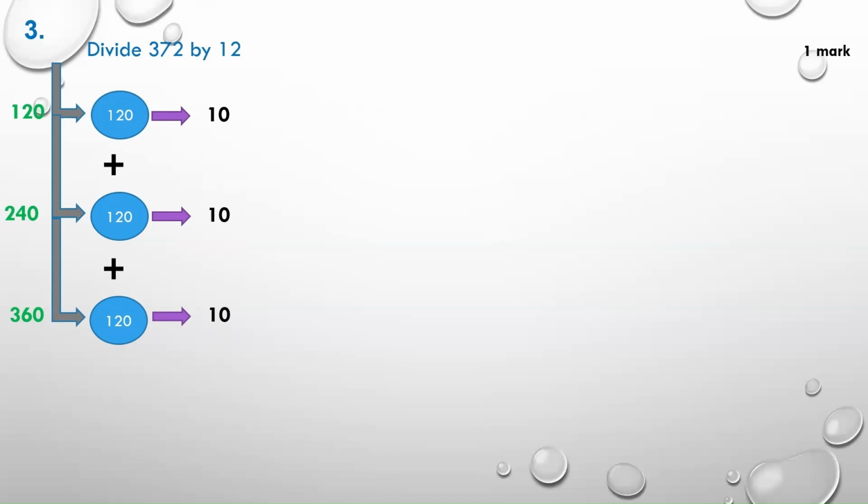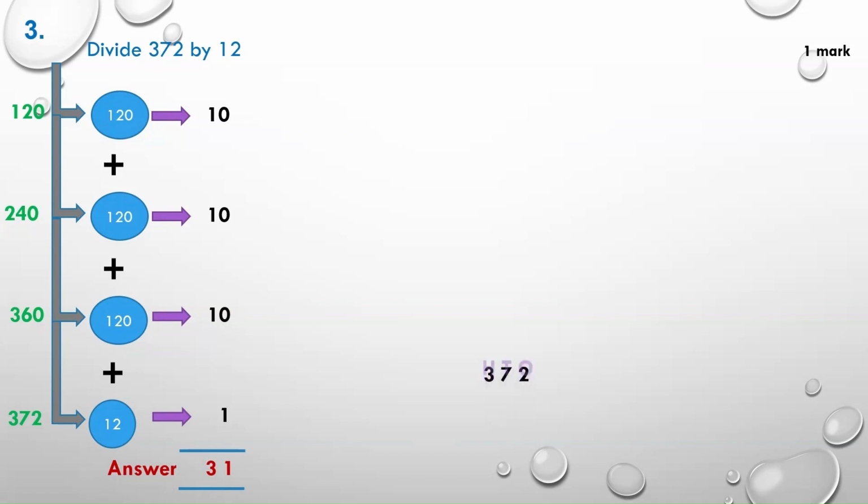And how much more do we need to reach 372? We're already at 360, so we are lacking only 12. If we have 12 toys, how many groups of 12 can we get? Only one group. So what does that mean? It means that in all we form 10 and 10, 20 and 10, 30 and 1, 31 groups. So we've shared up 372 into 31 groups of 12.